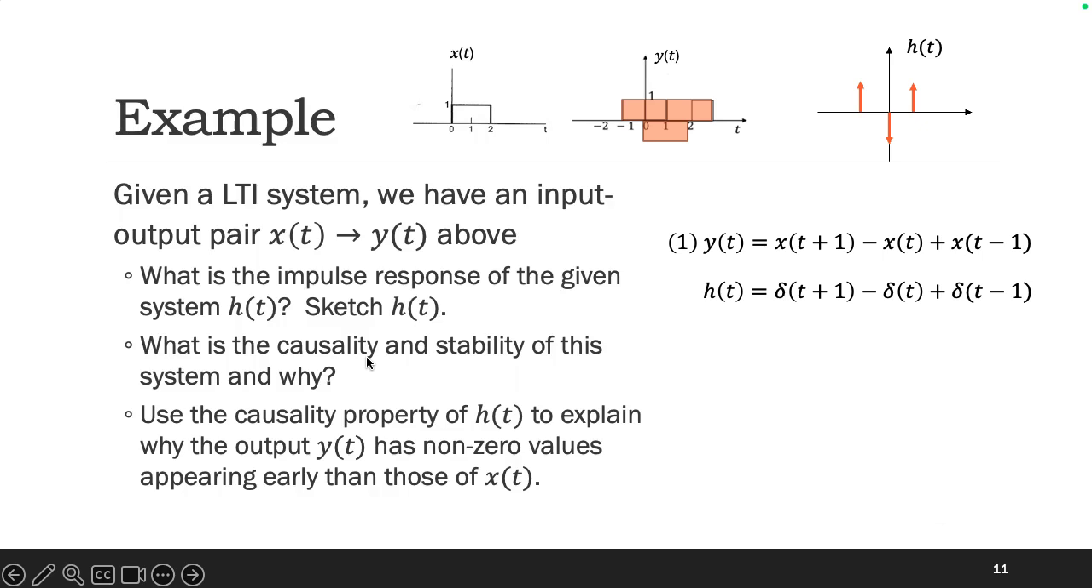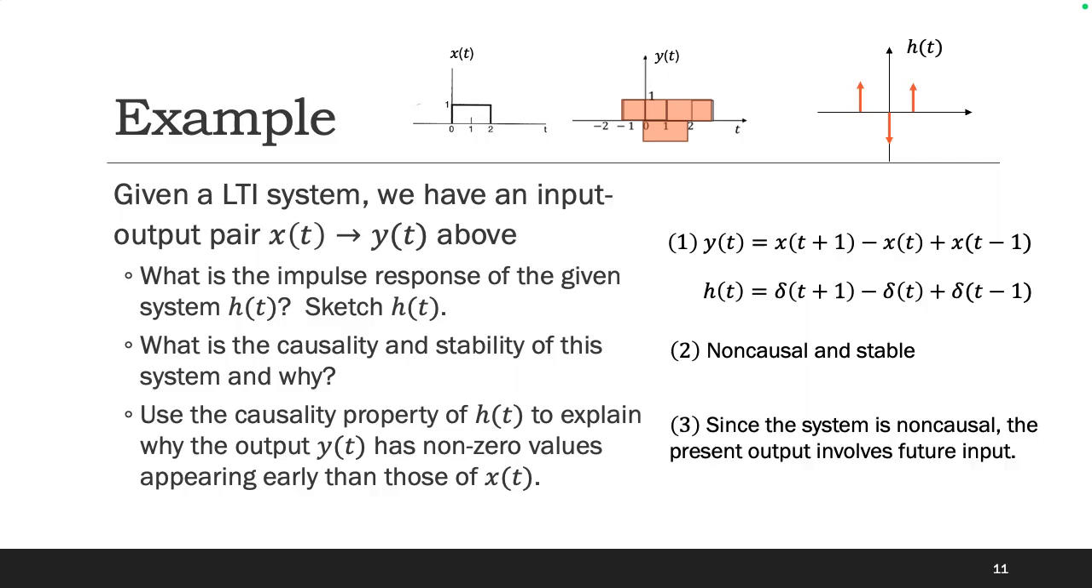Is this causal? Are you sure? So it is not causal, right? I just asked you the question. It is not causal, but it is stable because it's just three values, am I right? And since the system is not causal, the present output also involves a future input. Just use the definition to explain why. That makes sense to you?